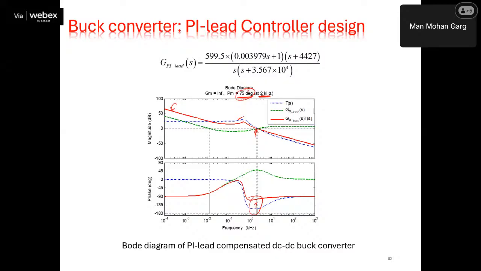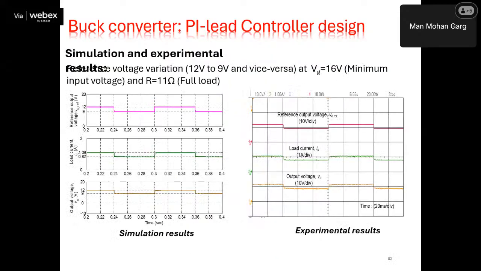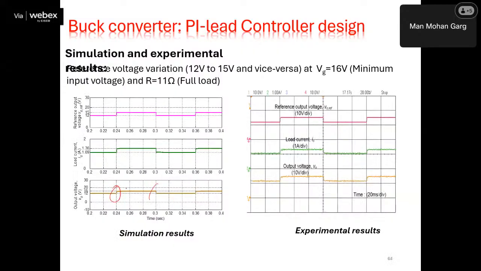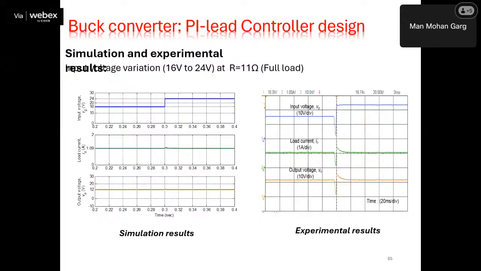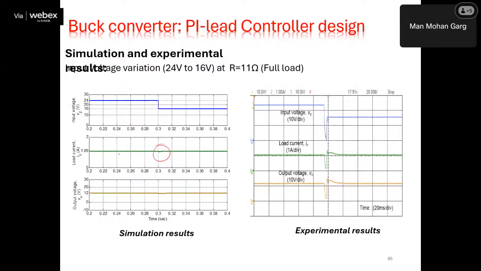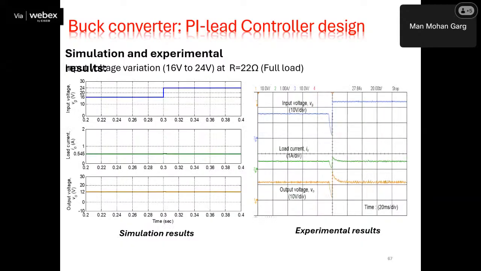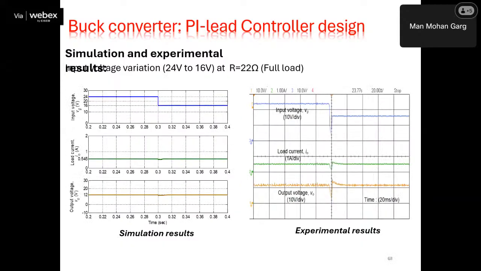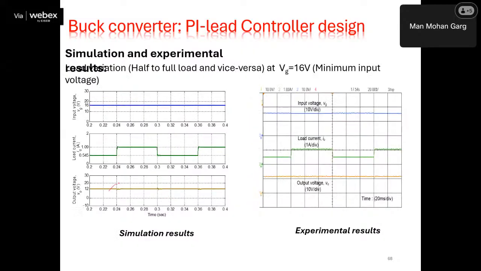And now if we implement this phase margin, then you can see that there is no much delay. It is tracking well. Why? Because now you can see when I'm changing the input voltage, there is no much overshoot, no much delay, right? In all the results, this is happening. Why is it happening? Because we have now taken care of the crossover frequency, right? So you can see here the results.